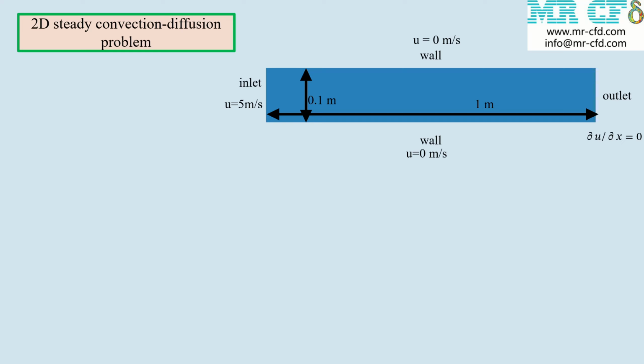For the third and final example in this session, we are going to solve the x velocity in a channel with the length of 1 meter and width of 0.1 meter. Water enters the channel with uniform velocity of 5 meters per second, and the derivative of u with respect to x at the outlet is 0, and the velocity at the walls is 0. Also, we need a further assumption of 0 y velocity to decouple the x and y momentum equations. This is a very good assumption for this problem.